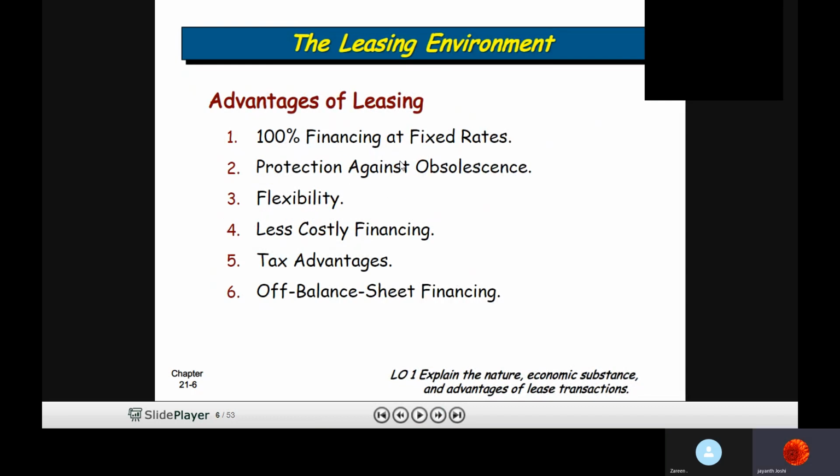Advantages of leasing: 100% financing at fixed rates. So you are not paying any down payment, isn't it so? Yes, sir. And the fixed rate is not going to change. Protection against obsolescence, I told you in case of operating lease. Flexibility: sometimes if you don't have money, you can have an adjustment with them. You can make 2 or 3 payments, you can do a lump sum payment. Less costly financing. Tax advantages, oh yes, this point I did not explain to you.